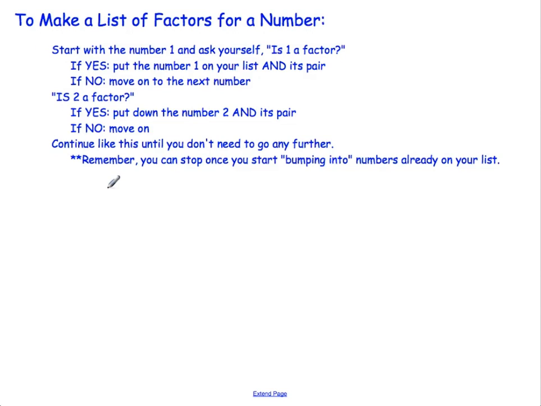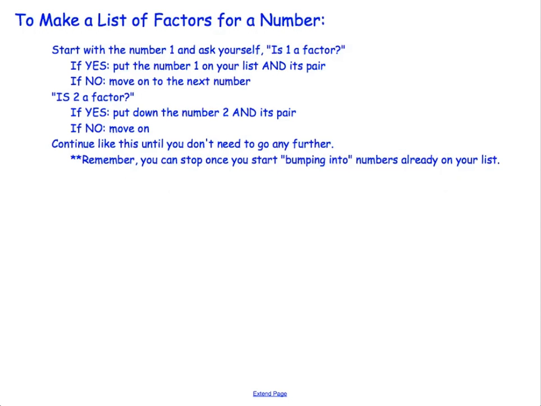At this point, you need to take your notebook, and we're going to put some notes in. Your heading today is divisibility. So write down divisibility at the top, and pause this video if you need a few extra seconds to write down this word. Now, to make a list of factors for a number, these are the steps we're going to write down. So this is what you should be copying into your notebook. Start with the number 1 and ask yourself, is 1 a factor? If yes, put the number 1 on your list and its pair. Always put the pairs down. If no, move on to the next number.